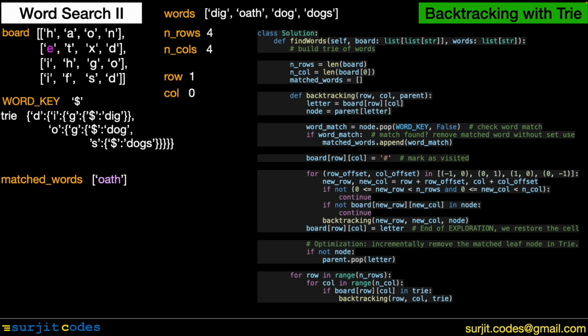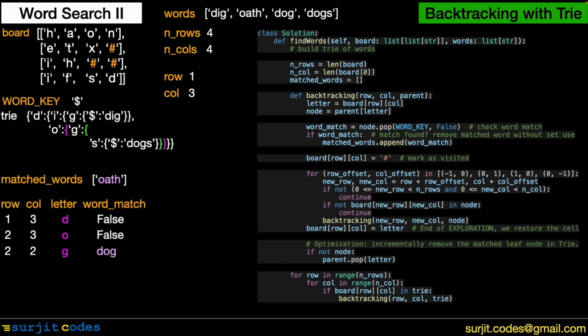None of the letters N, E, T, X are present in trie till we reach D at position 1 3, where another recursion starts, which goes to O and then to G. At this position, dollar key is found in the node which will be popped out and dog is saved in word match and then in matched words. However, this time node G is not a leaf node, so it cannot be pruned. We will continue to look for dogs as an extension of dog here before we conclude this call stack.